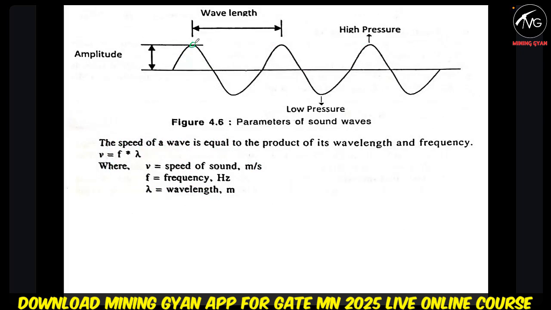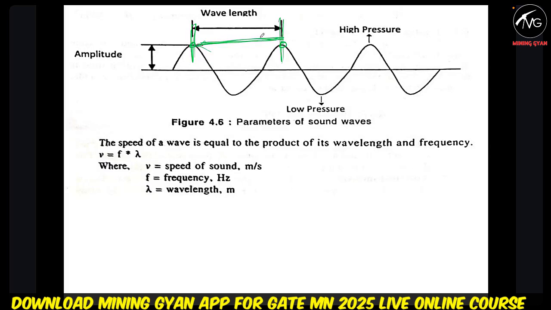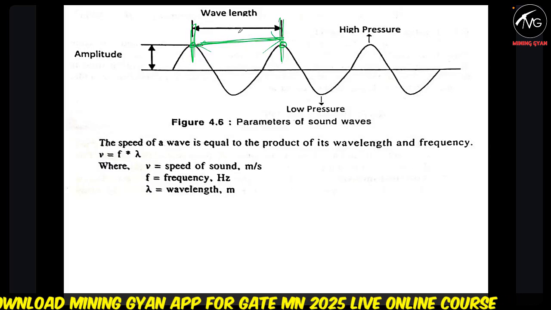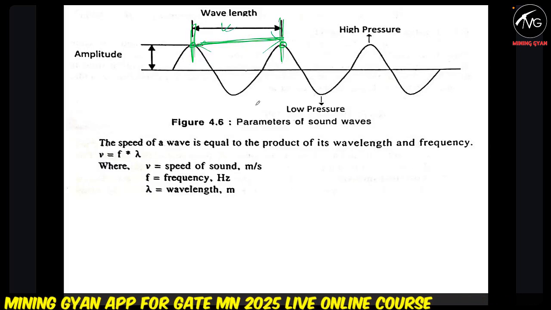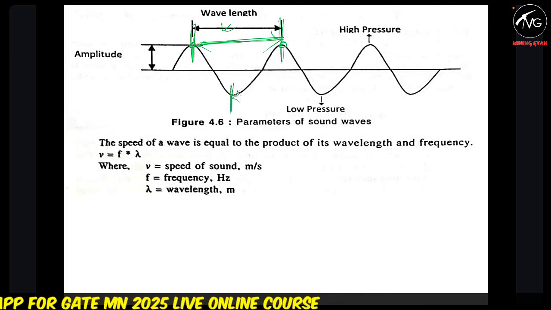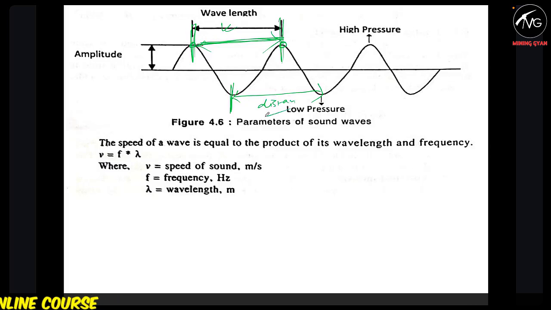So if these are the highest pressure points, the difference or the distance between the two highest pressure points is known as the wavelength. Or you can give another definition: the distance between the two lowest pressure points is also known as wavelength. And what is the amplitude? The highest pressure level is known as amplitude.